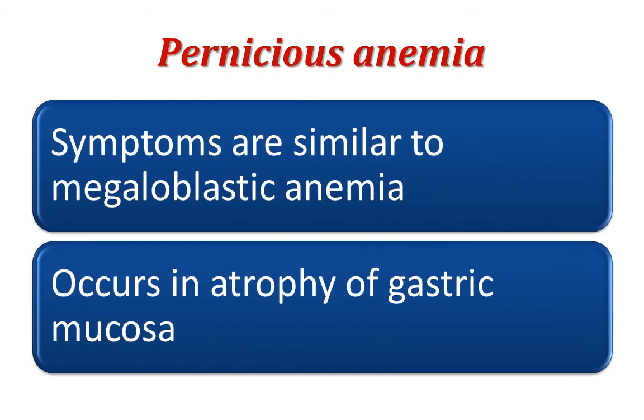The symptoms of pernicious anemia are the same as those of megaloblastic anemia. The deficiency of intrinsic factor occurs in atrophy of the gastric mucosa.